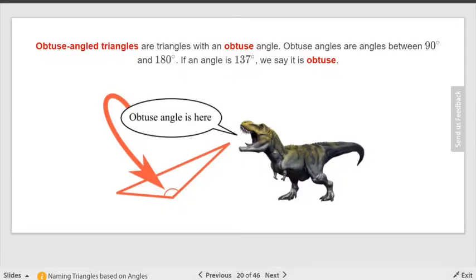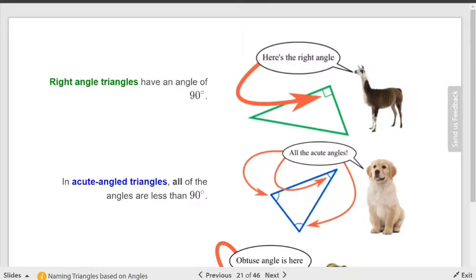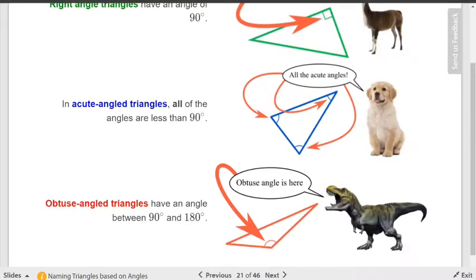Okay? Now, you guys stop being obtuse and listen. All right? So there you go.